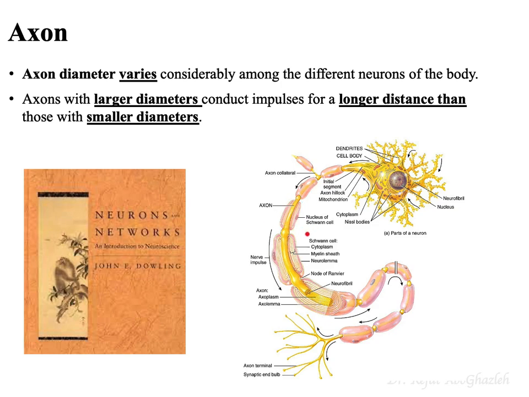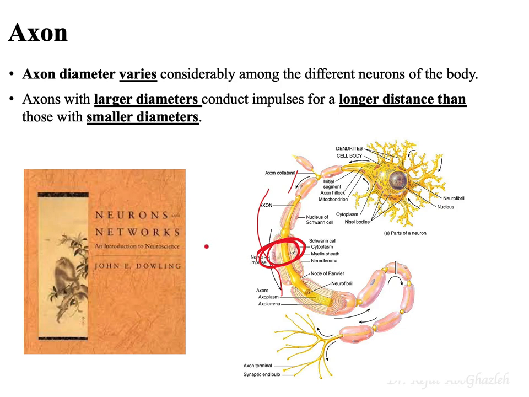So finally, when we talk about the axon, I would like to remind you that not just the length of the axon varies from one neuron to another, but also the diameter of the axon itself. While they vary in diameter, we have to expect that an axon with a larger diameter conducts impulses for a longer distance than those with smaller diameters.